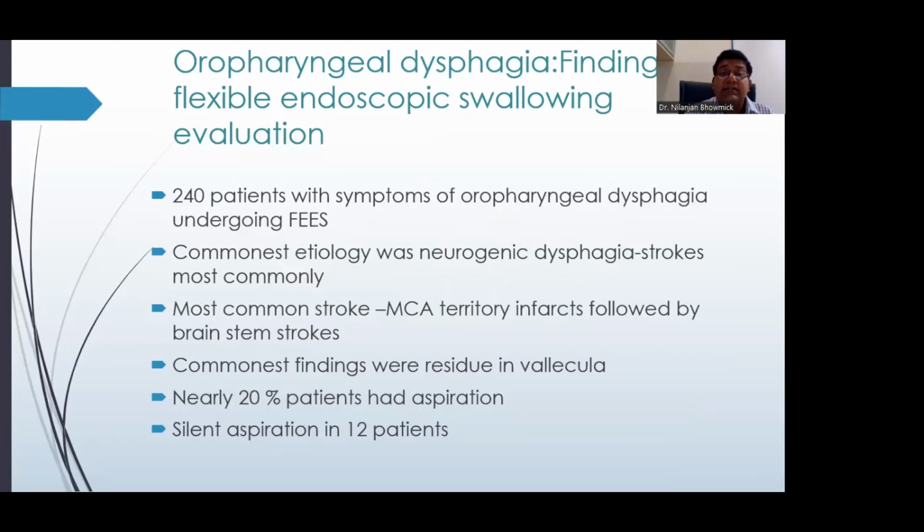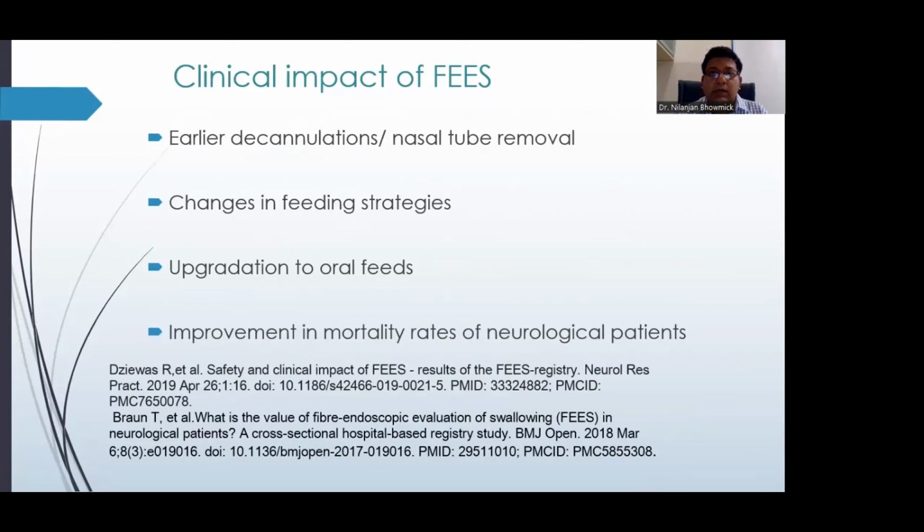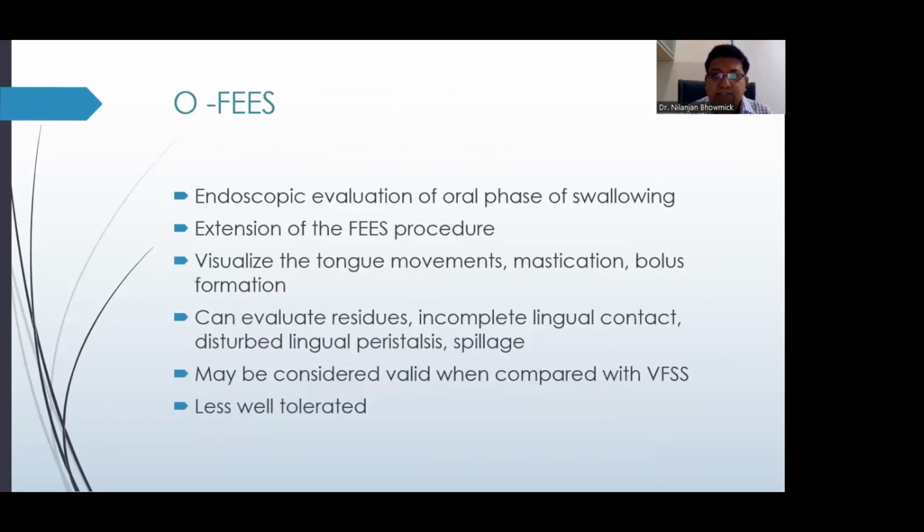Now, what's the clinical impact of FEES? Studies have shown, and our experience has shown us too, that it leads to earlier decannulations and earlier Ryle's tube removal. What is also seen is that in nearly 50% of the patients, you will be able to change the feeding strategy, and in a substantial proportion of them, there is upgradation to oral feeds. It has definitely improved the mortality as well as the morbidity rates in neurological patients. So that's how FEES works.